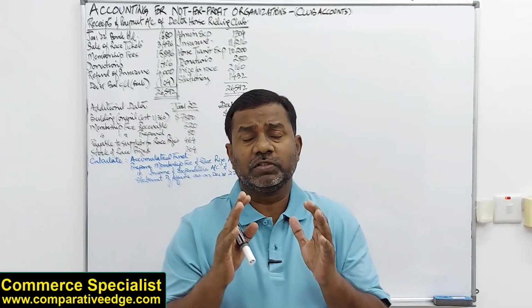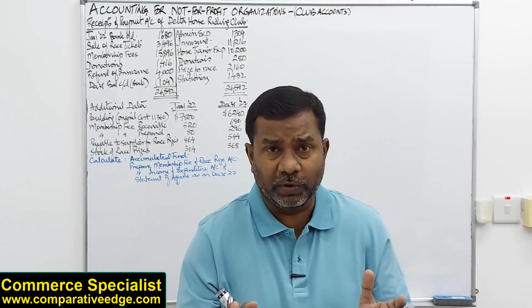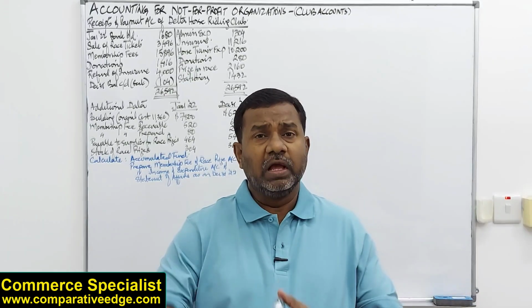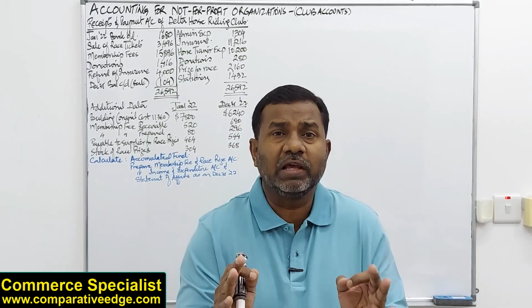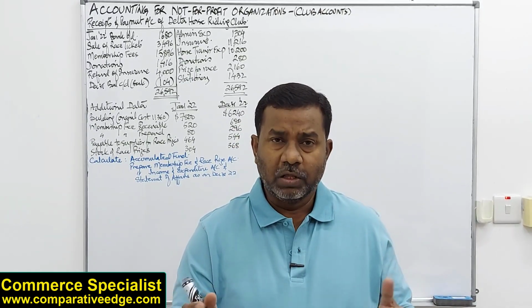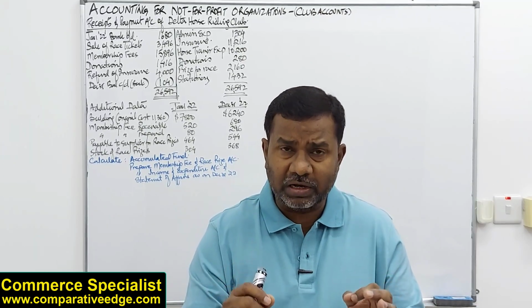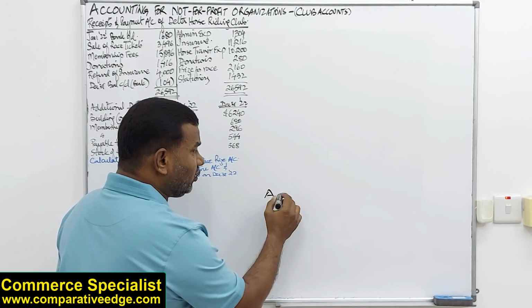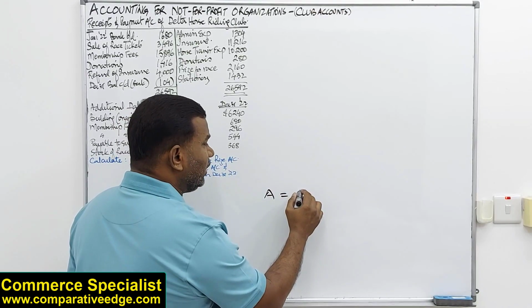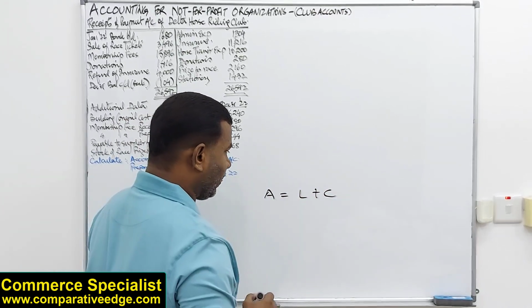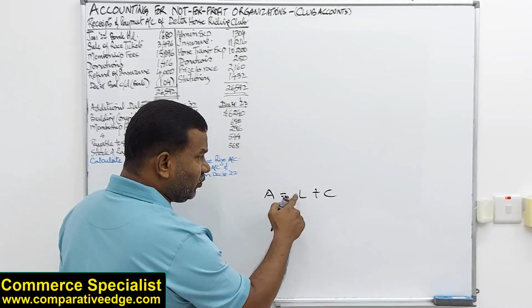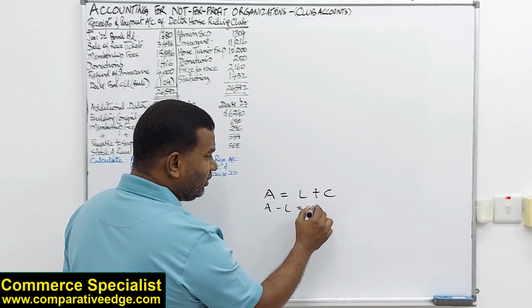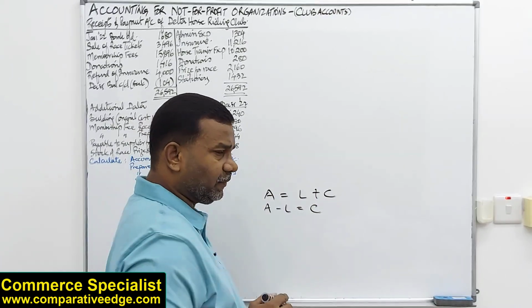So the very first requirement from an examination point of view is we need to understand what is meant by accumulated fund. Accumulated fund is just like opening capital. Here I need you to recall the famous accounting equation: assets equal liabilities plus capital. From assets, if you minus liabilities, you are left with capital. For example, assets minus liabilities will be equal to capital.